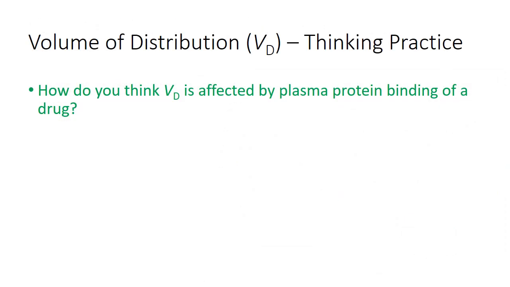On this slide, I have a question that we've already alluded to and I briefly discussed a few times. Hopefully you can think of this: how do you think volume of distribution is affected by plasma protein binding of a drug? Think of a scenario where there's high plasma protein binding, low plasma protein binding, and now that you understand how to calculate volume of distribution, how would it be affected and why? Go ahead and pause it. Think about that, please.